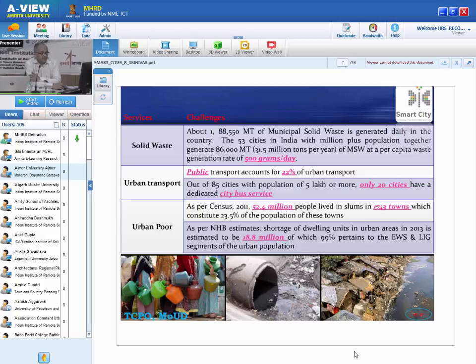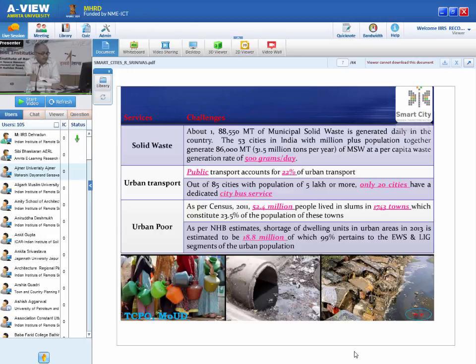As far as urban transport is concerned, public transport accounts for only 22% of urban transport. Cities are still struggling. Out of 85 cities with more than 5 lakh population, only 20 cities have a dedicated city bus service. This is also one of the challenges being faced by the cities. And as per census 2011, 52.4 million people lived in slums in 1743 towns, which constitutes almost 1/4 of the population of these towns. 1/4 of the population is living in slums.